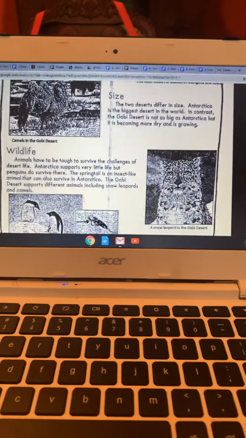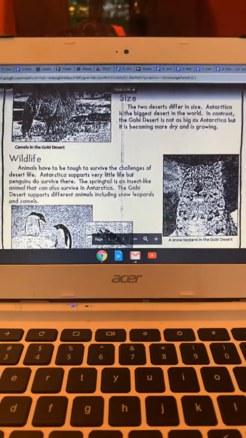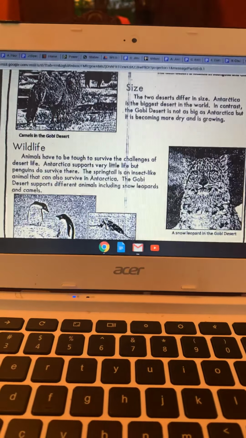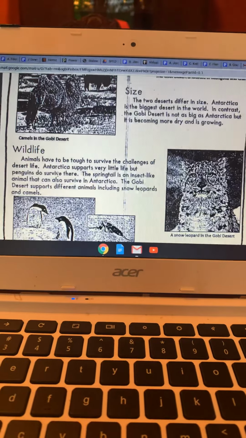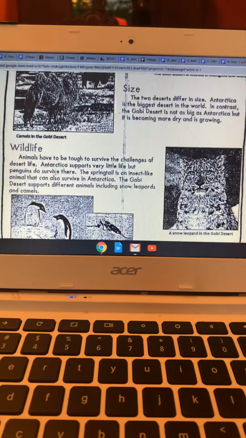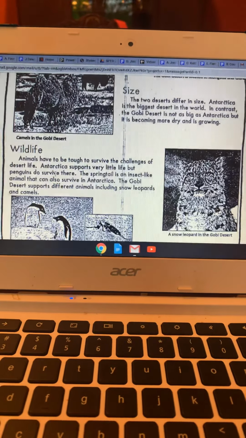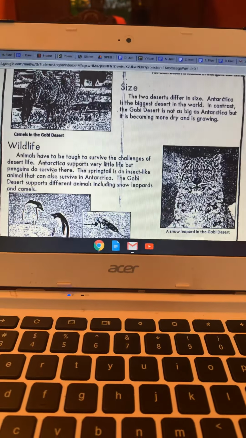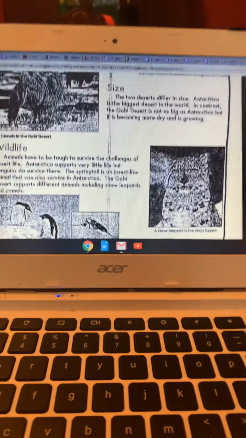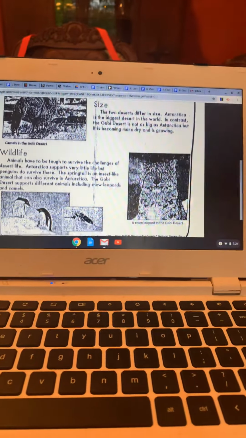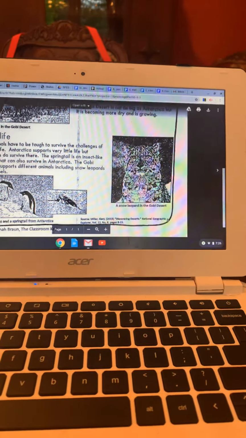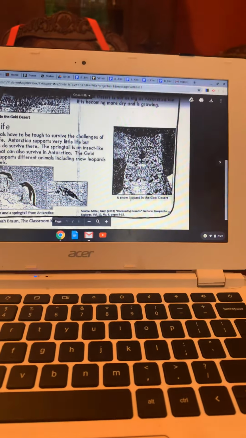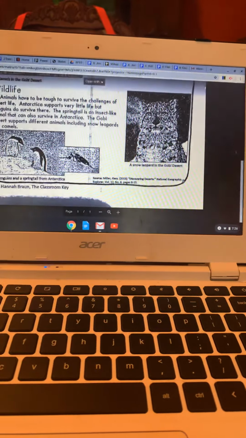Let's look right here. Wildlife. Animals have to be tough to survive the challenges of desert life. Antarctica supports very little life, but penguins do survive there. The springtail is an insect-like animal that can also survive in Antarctica. The Gobi Desert supports different animals, including snow leopards and camels. And here's an actual photo of a snow leopard in the Gobi Desert. And read that caption underneath it, and it tells you what that is and where it's located.